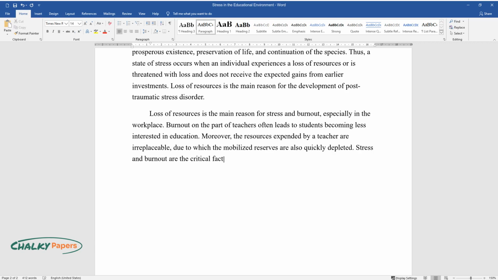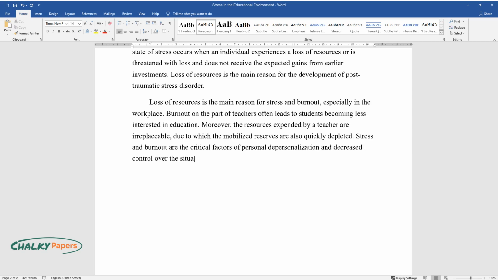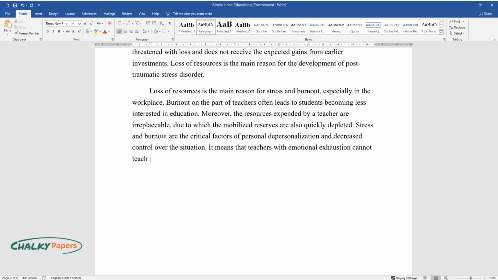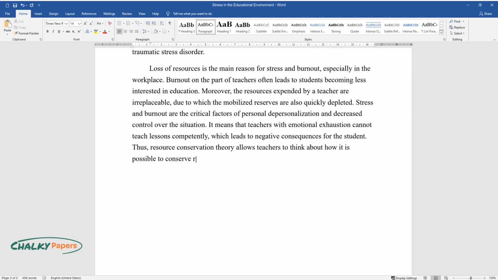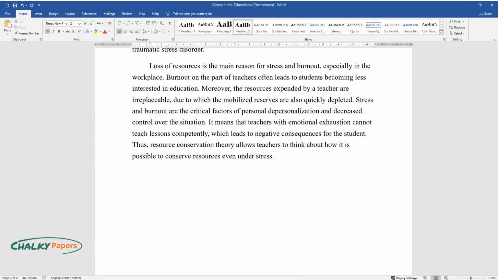Stress and burnout are the critical factors of personal depersonalization and decreased control over the situation. It means that teachers with emotional exhaustion cannot teach lessons competently, which leads to negative consequences for the student. Thus, resource conservation theory allows teachers to think about how it is possible to conserve resources even under stress.